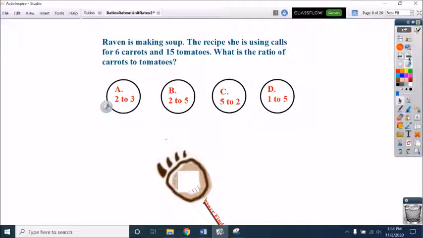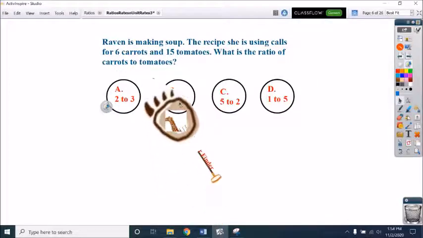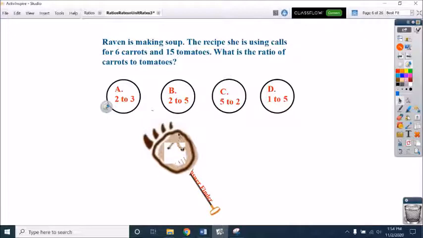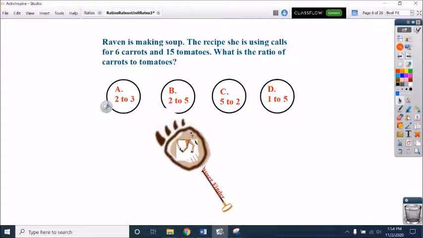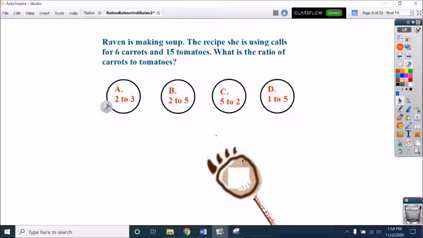So this one right here is Raven is making soup. The recipe calls for 6 carrots to 15 tomatoes. What is the ratio of carrots to tomatoes? So that starts as 6 to 15. And then you can see here that simplifies to 2 to 5. That is where our little giraffe is hiding for that one. Again, these do not have units attached to the numerator and denominator, or the left side, right side. That's why it's just considered a ratio.